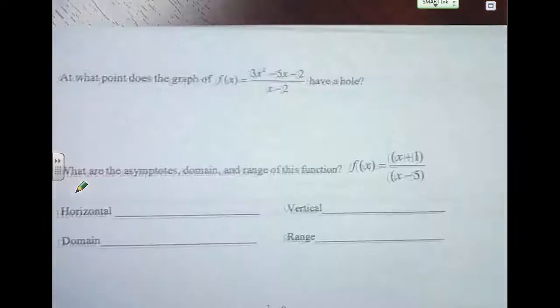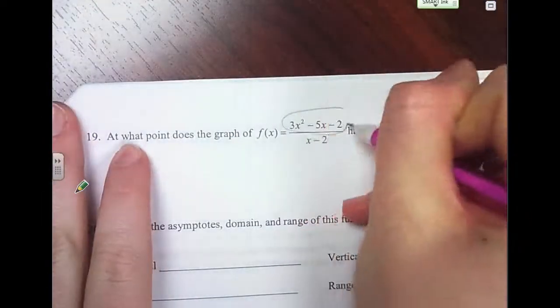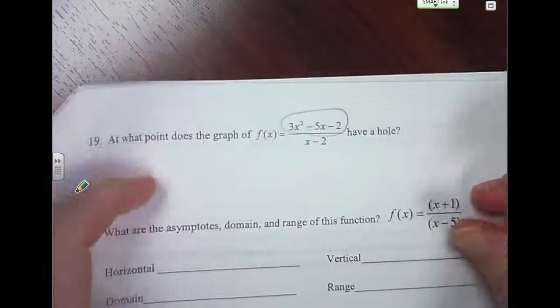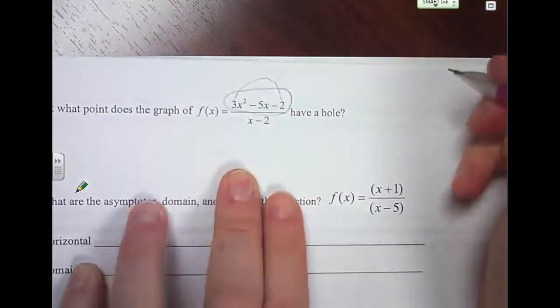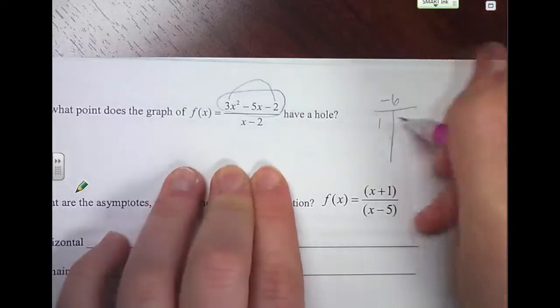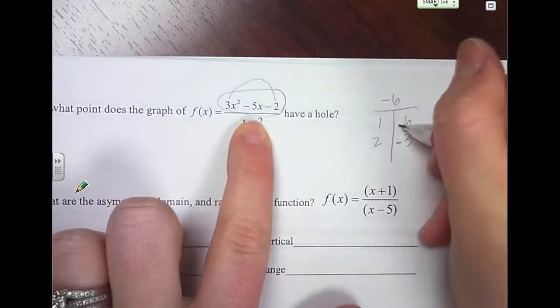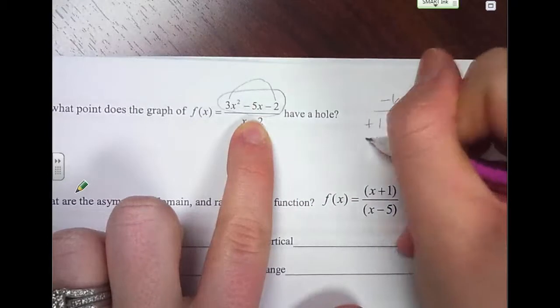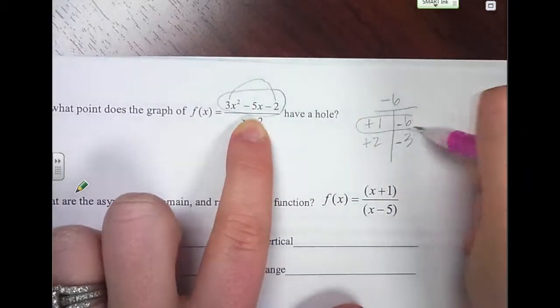Okay, number 19. At what point does that graph have a hole? Okay, now first of all, we need to review how do you factor this with a number in front. Okay, that's important. So 3 times negative 2 would be negative 6, and list your factors. So 1 and 6, 2 and 3. The 5 is negative, so we make the right side negative, the left is positive. So which pair adds to give us negative 5 would be this pair.